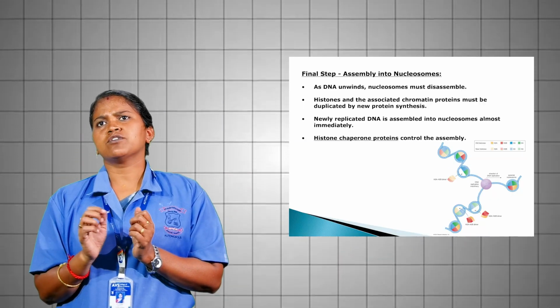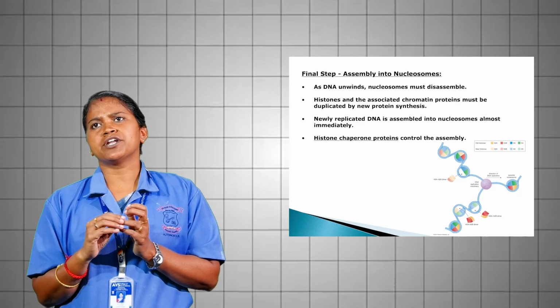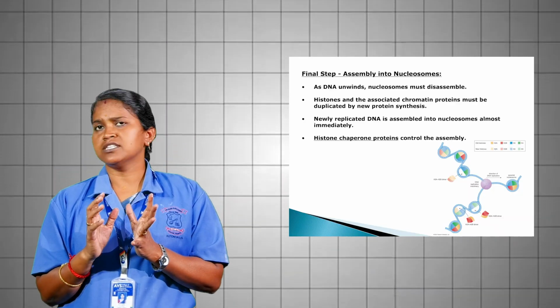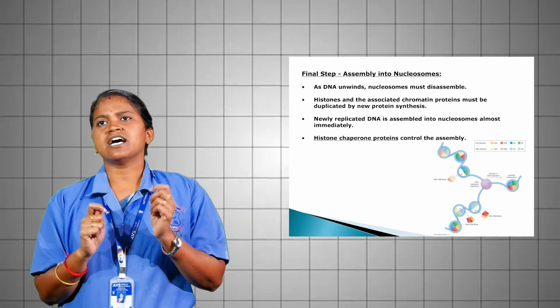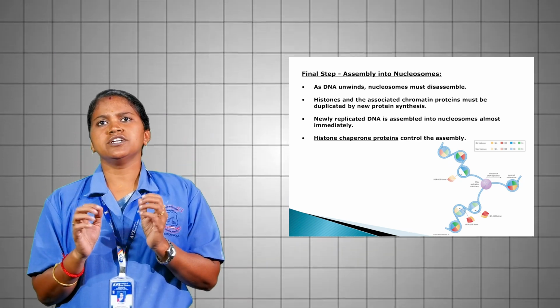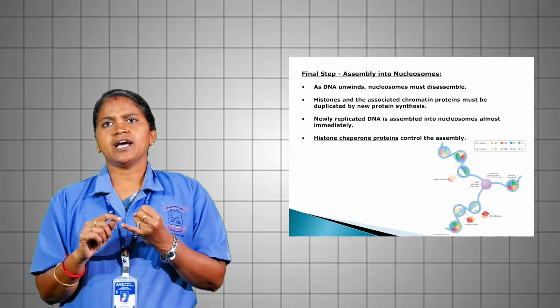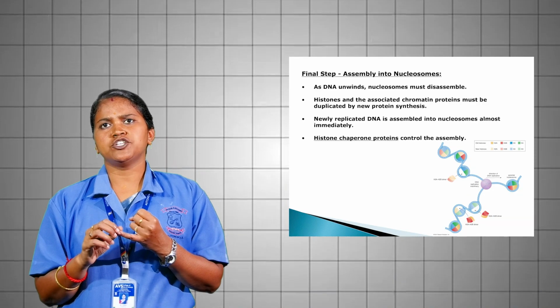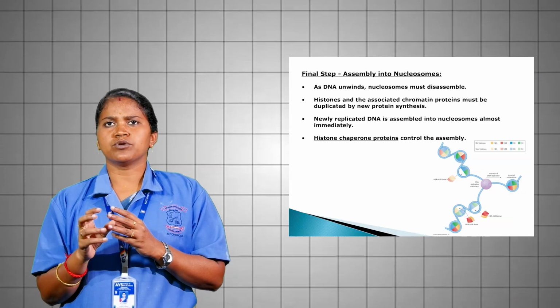When DNA is unwound, the nucleosome must be disassembled, and then the histones associated with the chromatin proteins must be duplicated, with newly synthesized protein synthesis. Especially in the replicated DNA, it assembles the nucleosome almost immediately. The histone is made up of proteins H1, H2A, H2B, H3 and H4. It supports the DNA chromatin proteins.